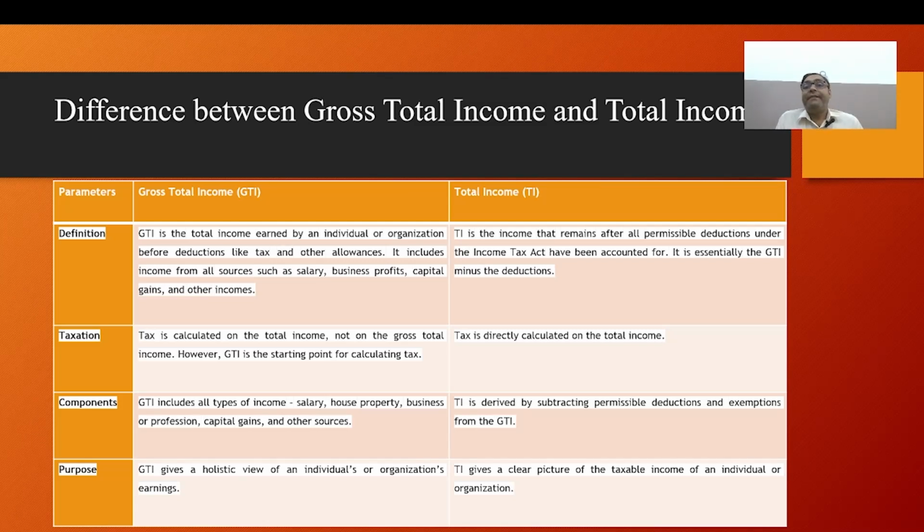Total income is derived by subtracting permissible deductions and exemptions from the GTI. And the purpose: GTI gives a holistic view of an individual's or organization's earnings. Total income gives a clear picture of the taxable income of a Hindu undivided family or organization.